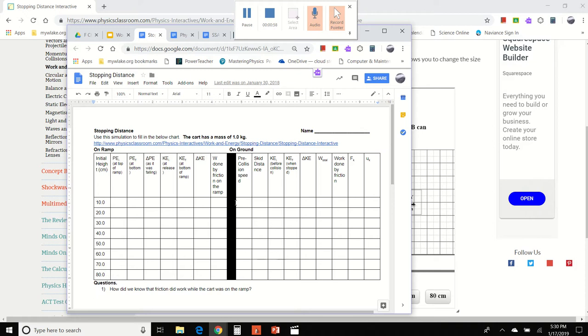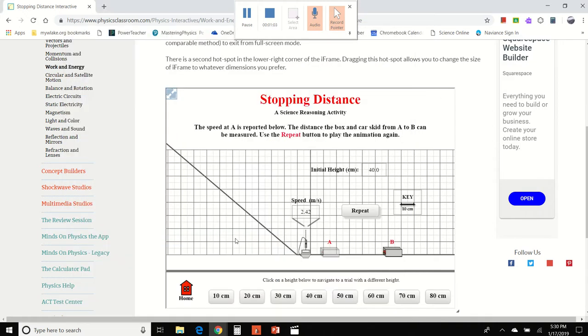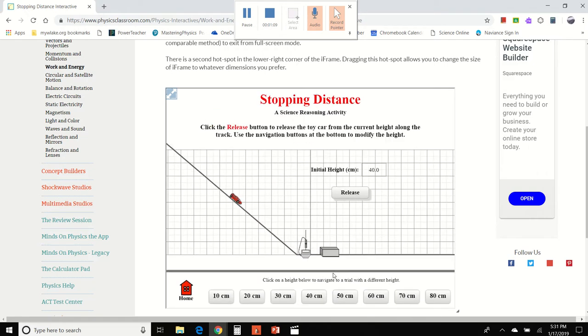So you've got this big chart here. But before we start breaking out what we're doing in this big chart, let's just look at what the website is. Okay, so here we've got a hill, and we can put our cart at different heights that we see down here. Remember that height determines what our potential energy is.